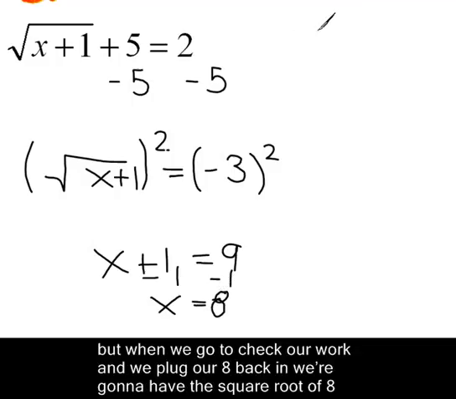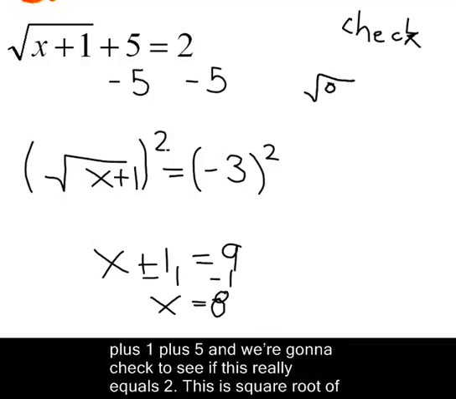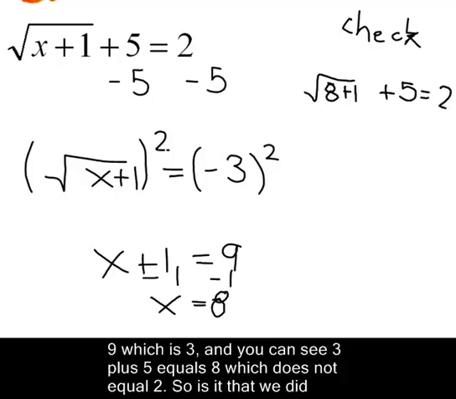But when we go to check our work and we plug our 8 back in, we're going to have the square root of 8 plus 1 plus 5. And we're going to check to see if this really equals 2. This is the square root of 9, which is 3. And you can see 3 plus 5 equals 8, which does not equal 2.